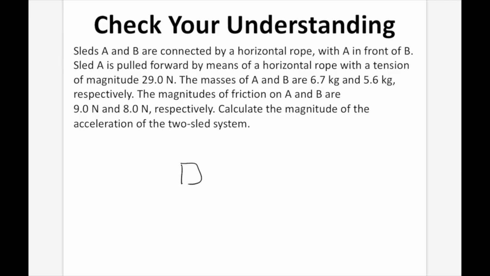So let's draw it out. We're told that A and B are connected by a rope with A in front and B behind. Sled A is pulled forward by means of a horizontal rope with a tension of 29 newtons. The masses of A and B are 6.7 and 5.6 kilograms respectively, and the magnitude of the friction on A and B are 9 newtons and 8 newtons respectively. Calculate the magnitude of the acceleration of the two sled system.